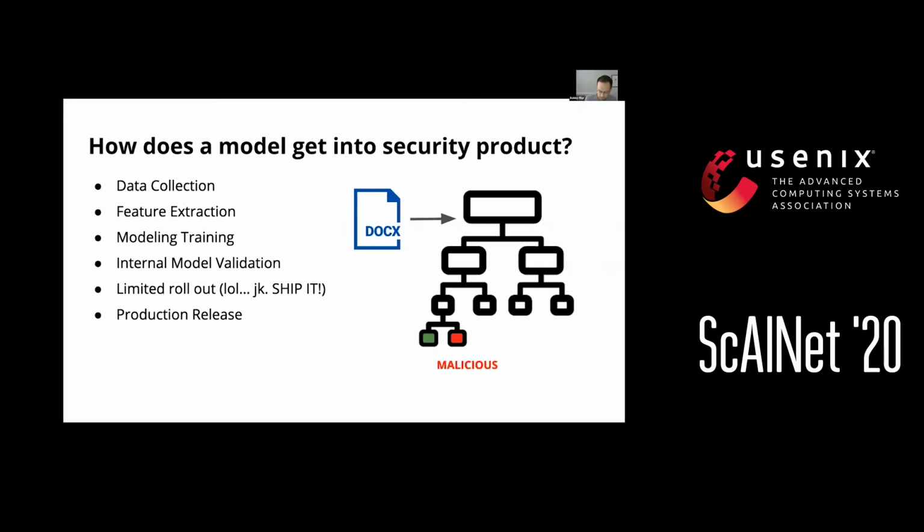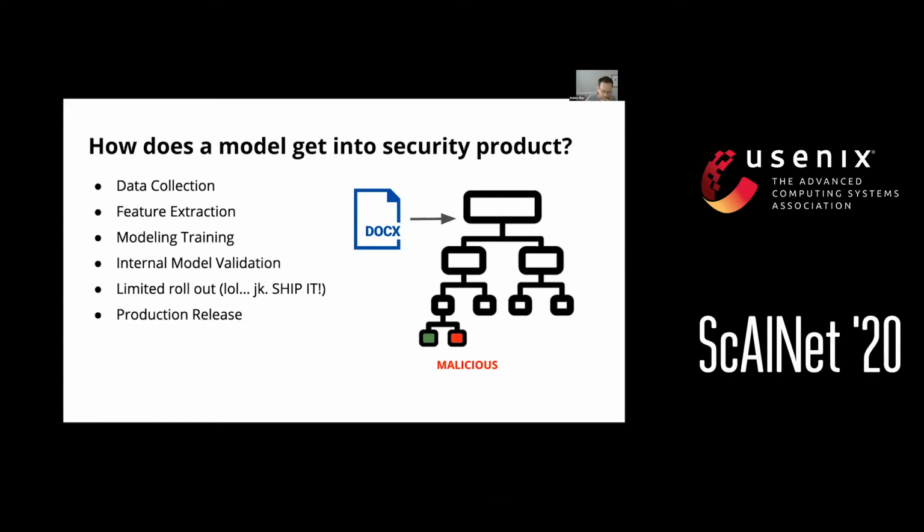So what we did is we applied your traditional supervised learning approach to getting this model into our security product, where we collected a bunch of data from a variety of sources to get a representative sample. We employed domain experts in the form of reverse engineers or threat researchers to help build out features for feature extraction. We trained a model. We internally validated it, which is where you get the marketing 99.9% effective. And then we pushed it out to production.